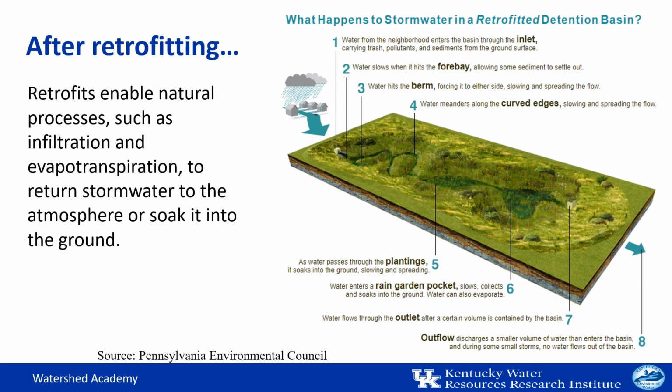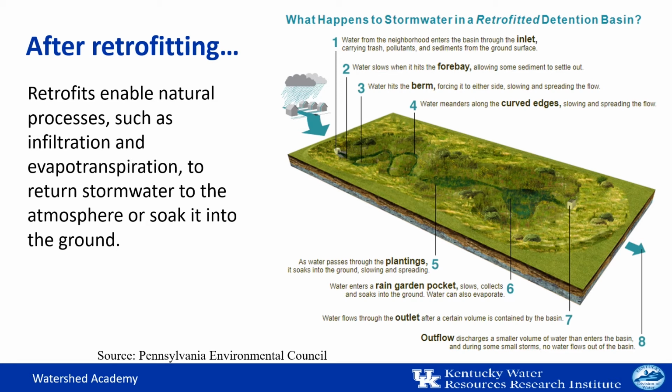A retrofit of a dry basin can better enable natural processes to help stormwater soak into the ground and re-enter the atmosphere. So these retrofits can include a forebay that slows down the stormwater as it enters through the inlet, allowing some of the sediment to settle out, a berm or an energy dissipator that forces the water to disperse to the sides of it, and that would slow it down and spread out the flow. There can be added meanders to the flow path to further slow down the water and spread it out.